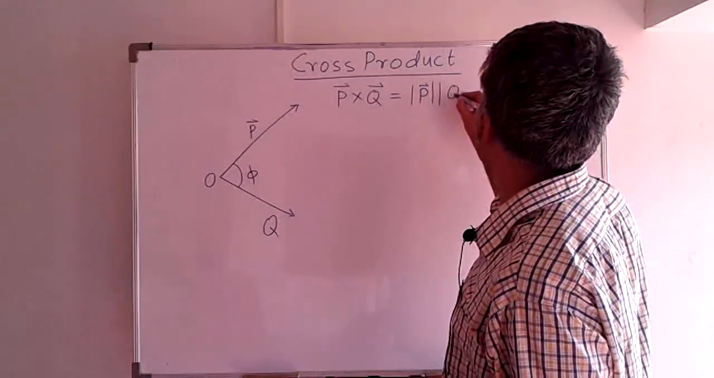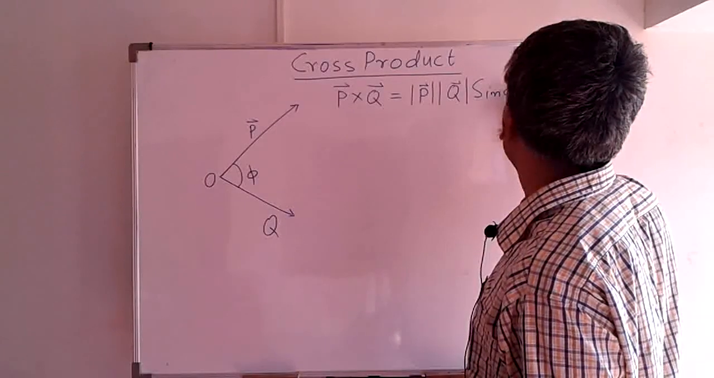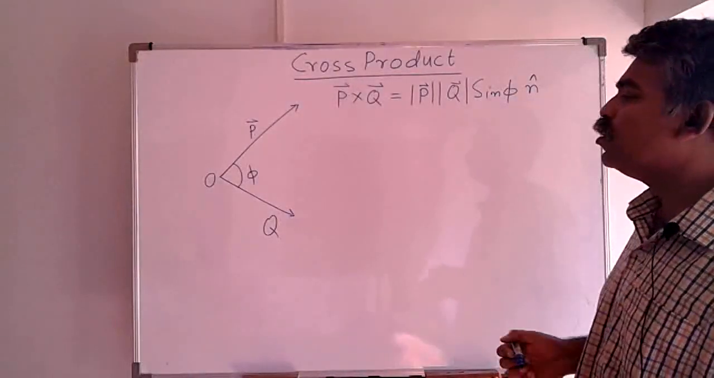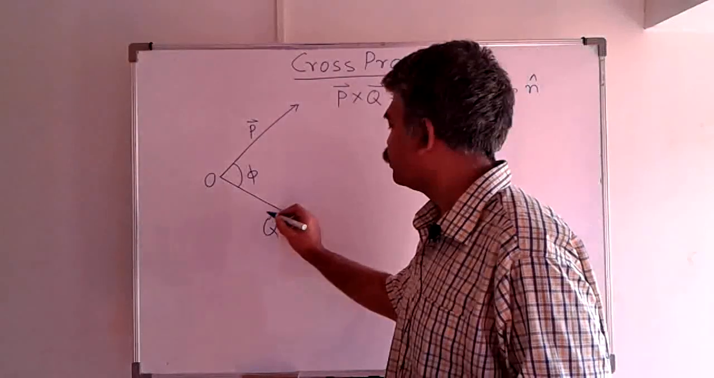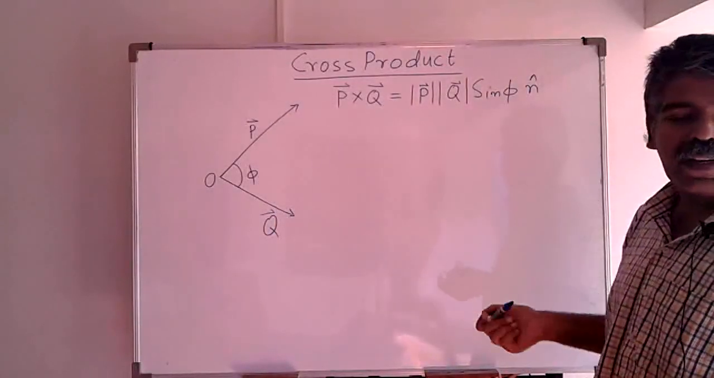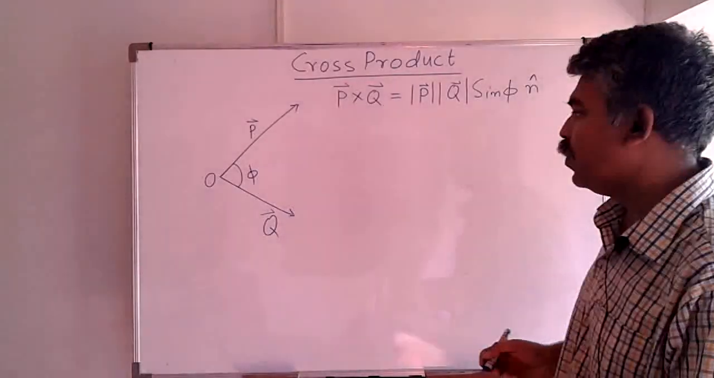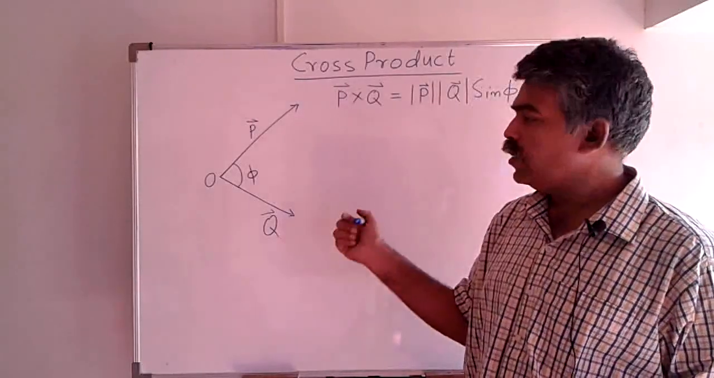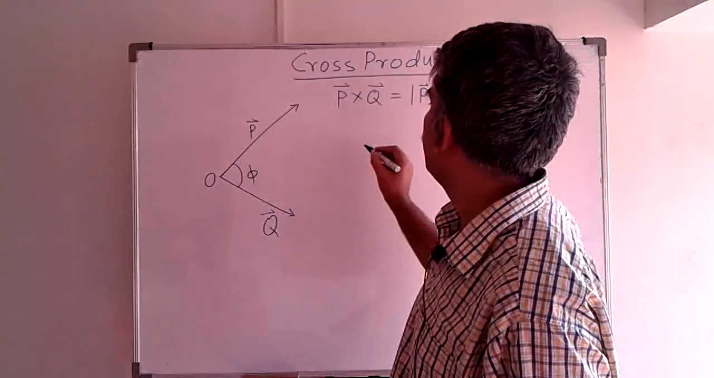times the magnitude of Q times sine of the angle between them times a unit vector which is perpendicular to both P and Q. Okay. Now, if this unit vector is perpendicular to both P and Q, there are two possibilities. One, the vector is into the plane of the board. The other vector is out of the plane of the board. The symbol goes like this.